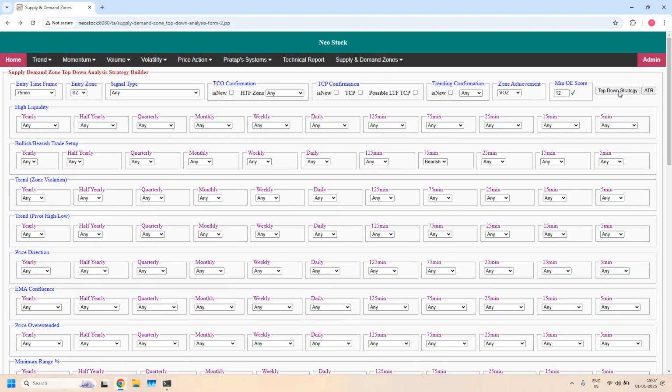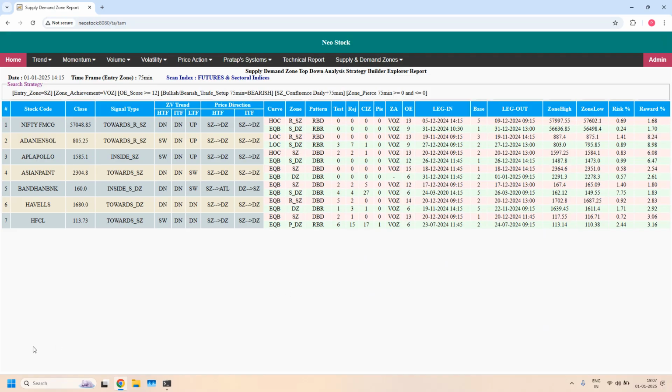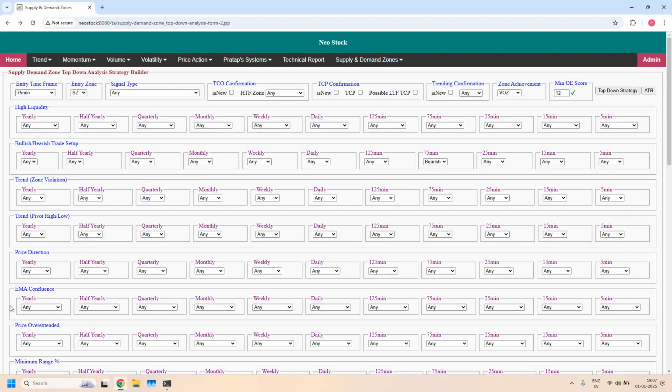With this filter, we got 7 stocks. In these 7 stocks, these 75 minute supply zones are part of the daily supply zone. And daily trend is down in all these stocks, that is ITF trend. So if we look for EMA confluence on the daily time frame, it is even more high probability trade setup, because the 75 minute supply zone is part of the daily supply zone. That's why we are looking for daily supply zone with daily EMA confluence.